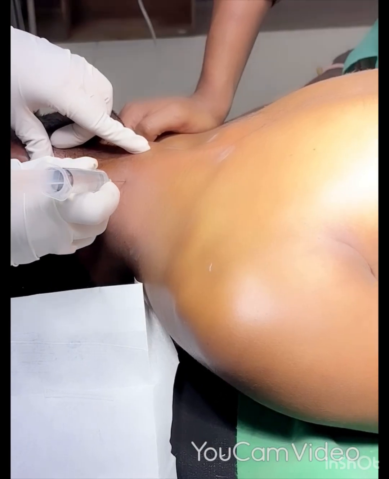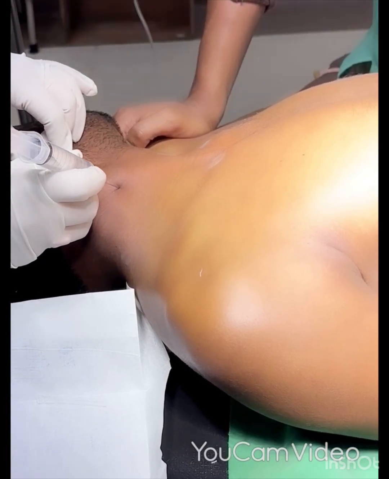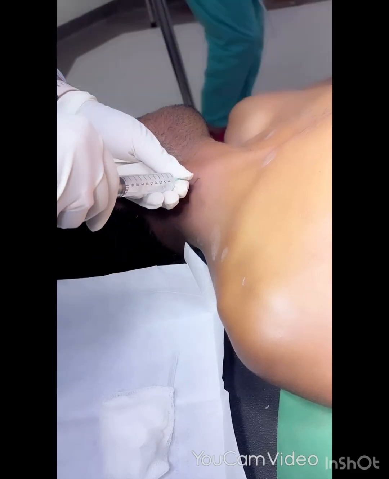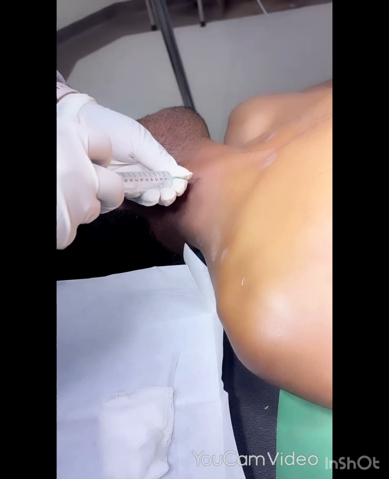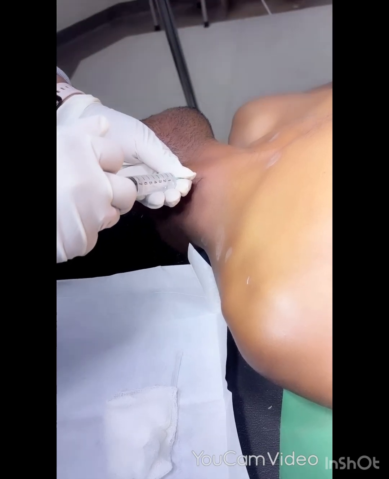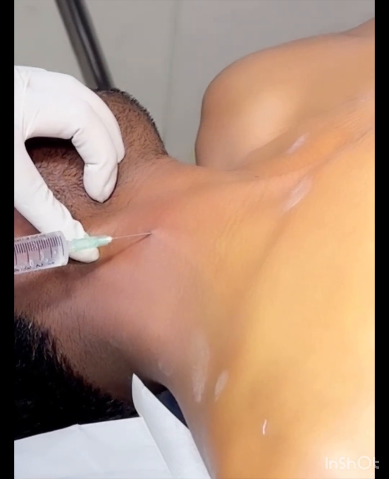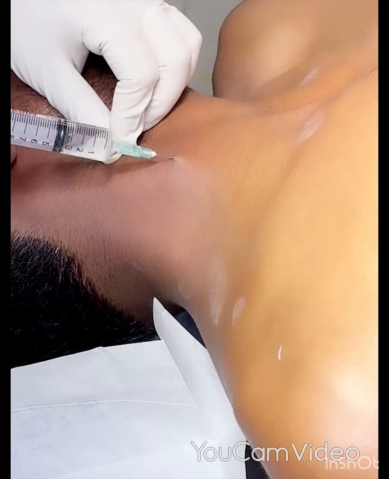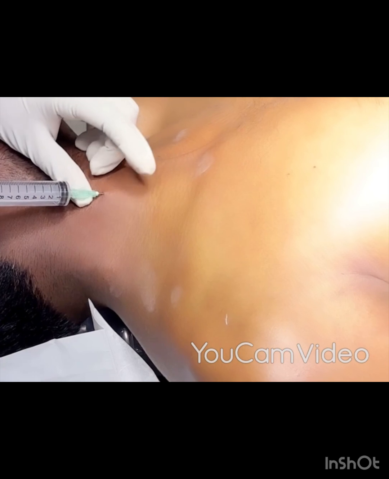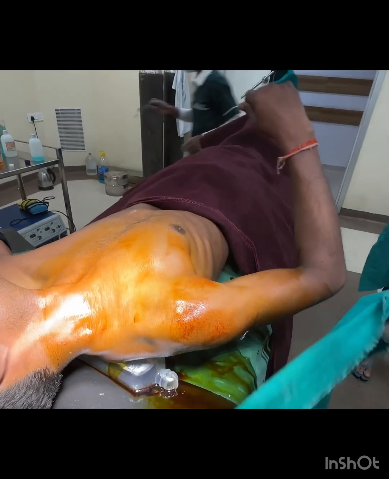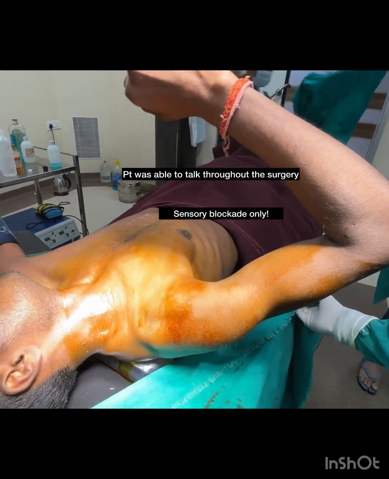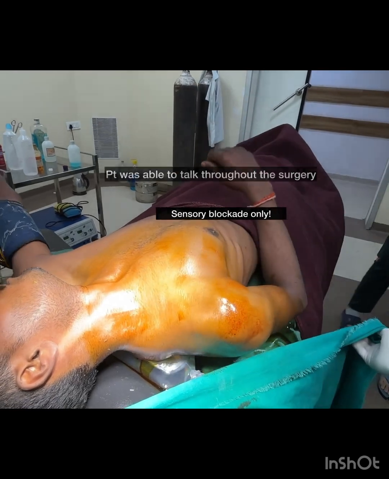The needle is inserted subcutaneously through the posterior border and 3 ml of drug is injected after negative aspiration. And then the needle is redirected inferiorly along the clavicular head of sternocleidomastoid and 5 ml of drug is injected after negative aspiration subcutaneously. And here you can see I have only blocked the sensory innervation and the motor was intact.